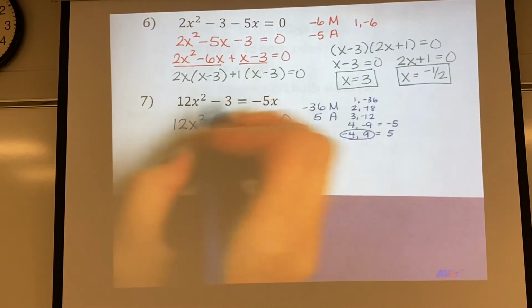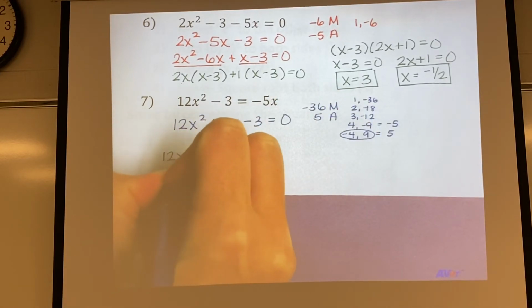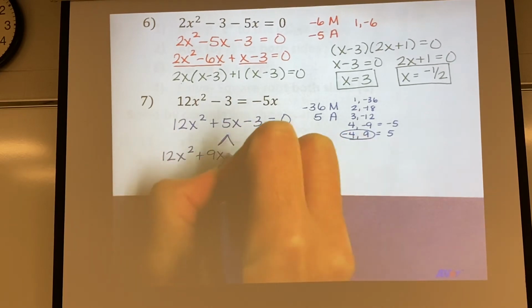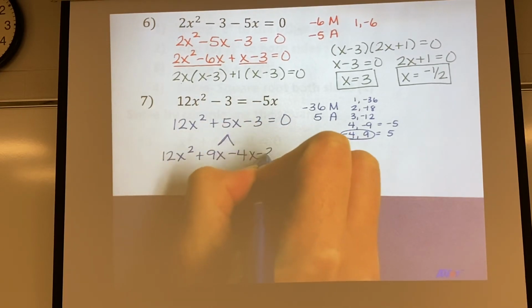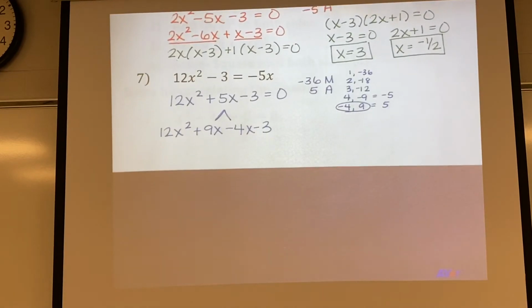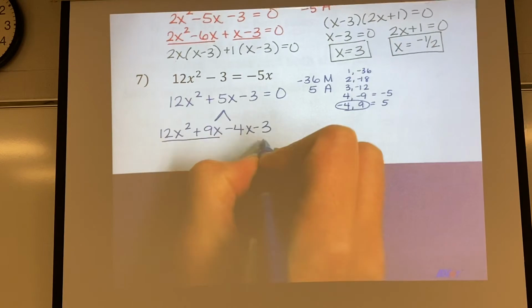So I'm going to split my middle. And again, it doesn't matter which one you put first. I'm putting the 9 first, but you could put the negative 4 first. Now we have 4 terms, so we're going to factor by grouping. Group those first 2 together.